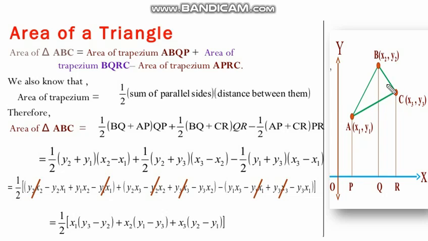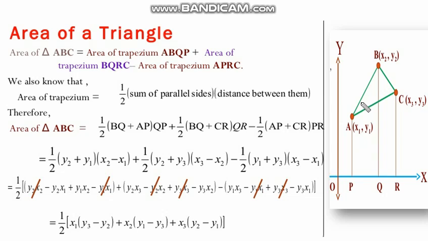Directly, we cannot find the area of this triangle. If we know the sides, you can find it by using some other formula, which you already learned in lower classes. But if you know the coordinates, how do you find it? Here it is not possible to find it directly. Then how do we find it?